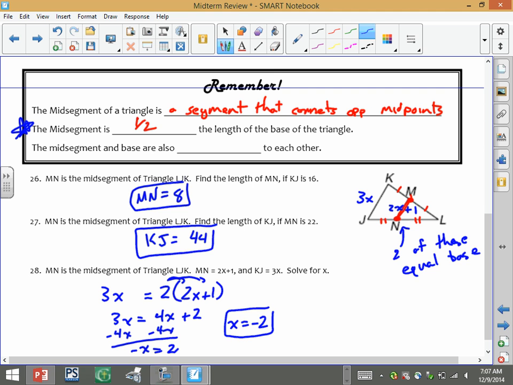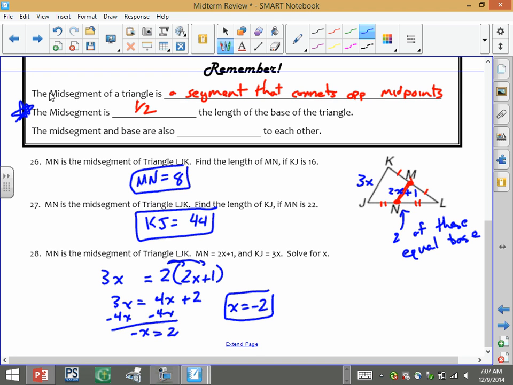And that does seem a little bit strange. We have a negative value. So my recommendation to you, as you're looking at this, just make sure that we go back and you could plug it in if you feel a little bit skeptical. That's a negative number, I'm not sure. So KJ would be 3 times x, so 3 times negative 2. And MN equals 2 times negative 2 plus 1. So 3 times negative 2 is negative 6. Negative 2 times 2 is negative 4 plus 1 is negative 3, and sure enough, KJ is twice as big, right? Negative 6 is twice as big as negative 3, so everything's okay.